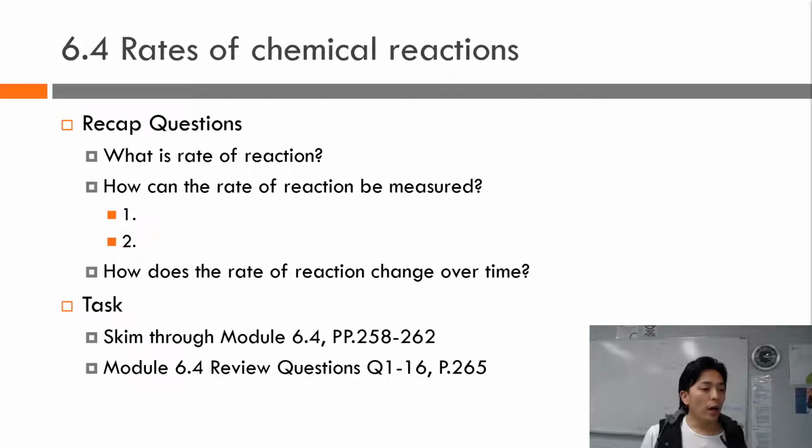Third recap question: how does the rate of reaction change over time? Well, you can look at the graphs later on and try answering that. At the moment, I would like you to try doing the tasks written there. Skim through module 6.4, have a read and get more ideas about how you can change rate of reaction, or what the rate of reaction is about, which might allow you to answer the first recap question. That's page 258 to page 262 of the textbook. Also, you can try doing review questions 1 to 16.